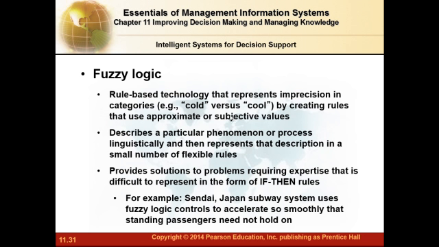Just now we were talking about how case-based reasoning and expert systems can be used in medical diagnosis. So what do you think? Can the fuzzy logic intelligent technique be used in medical diagnosis? This is also a question for you to think about.